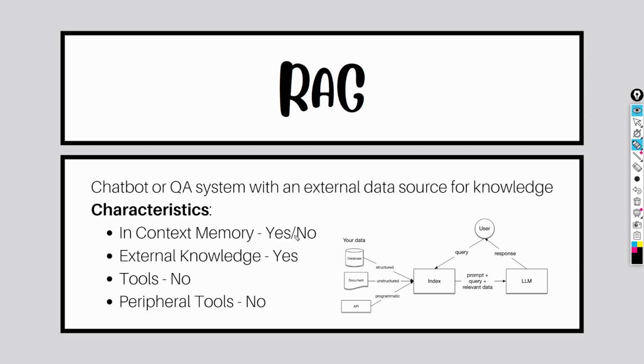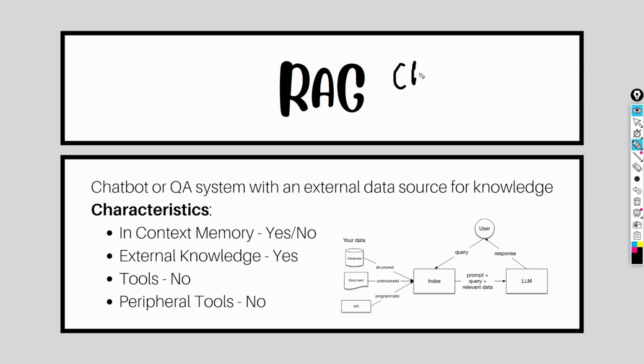So for this, in-context memory, like I said, if it is a chatbot, you will have it, and if it is not a chatbot, you won't. So it is going to be yes or no based on your system. And external knowledge is going to be there for sure. That is what is going to characterize this as RAG, but tools won't be there, and peripheral tools won't be there. But probably at times RAG might have some tools.